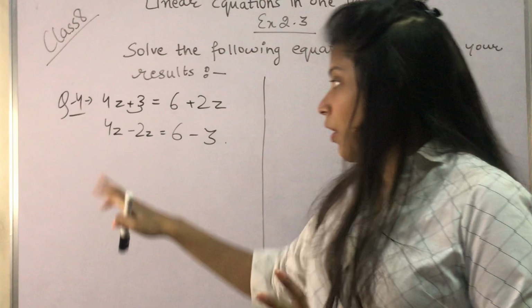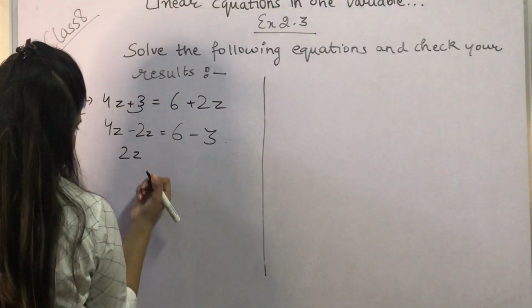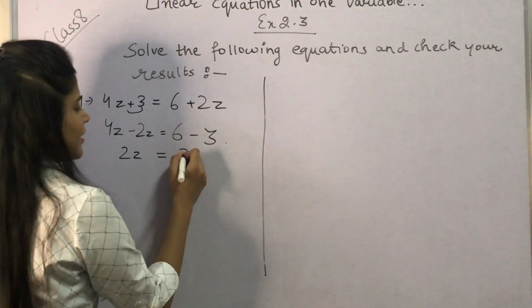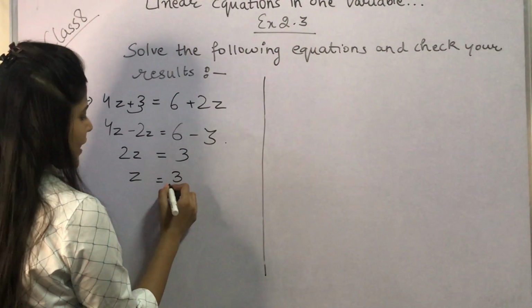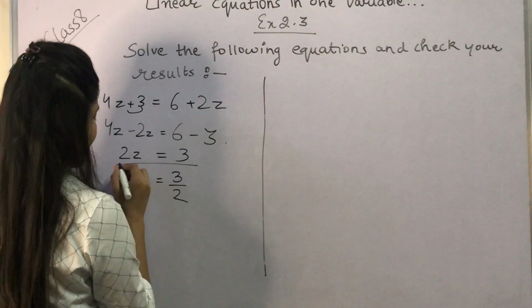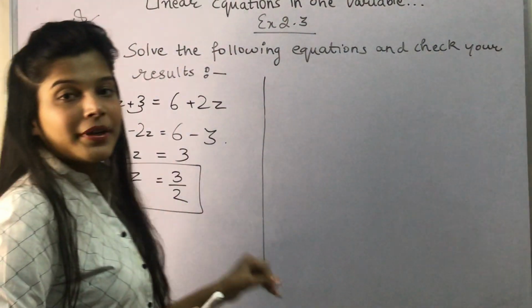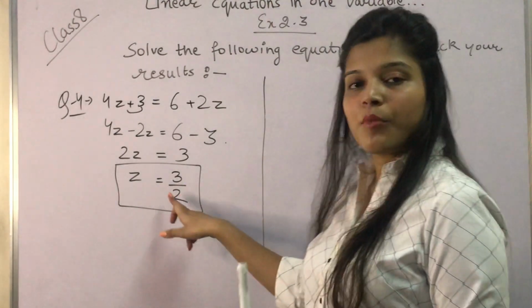Now let's solve. 4z minus 2z is nothing but 2z. 4 minus 2 is 2. Equals to 6 minus 3 is 3. So value of z comes out to be 3 upon 2. Why? Because 2 was in multiplication, so it will become division. Okay. So the value of z is 3 upon 2.